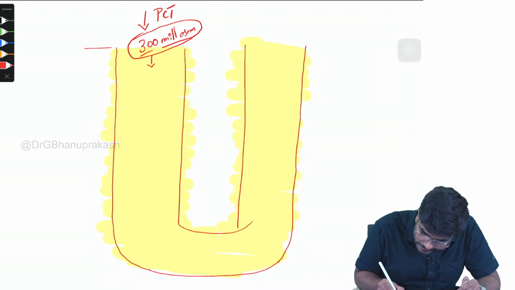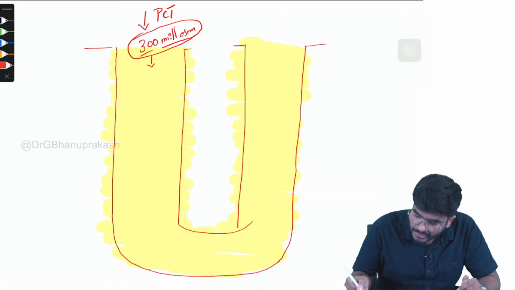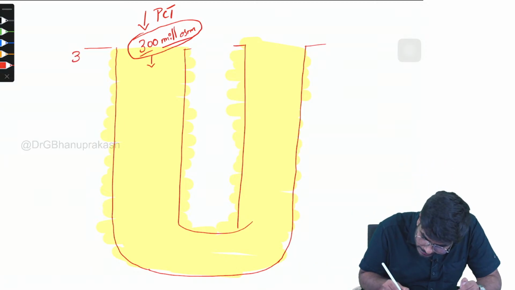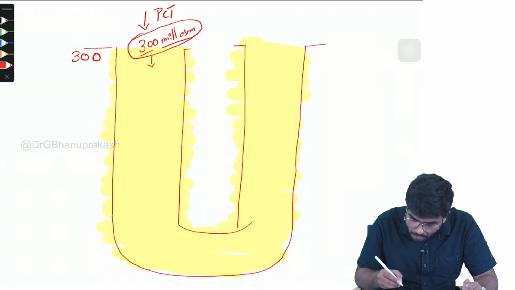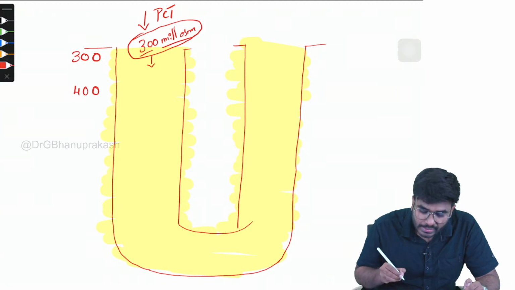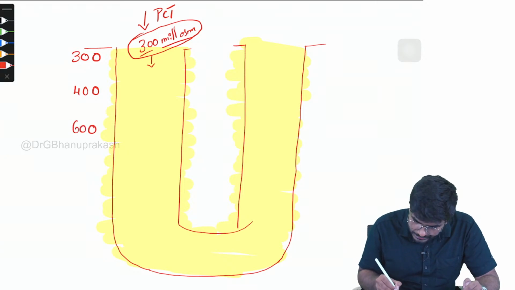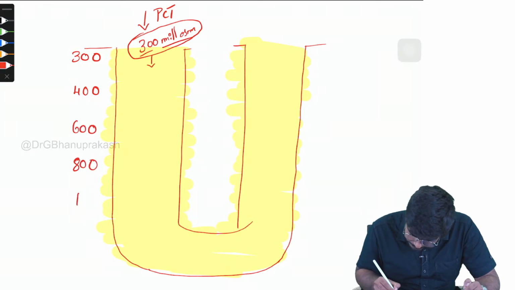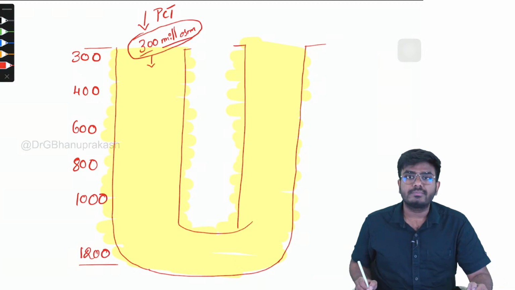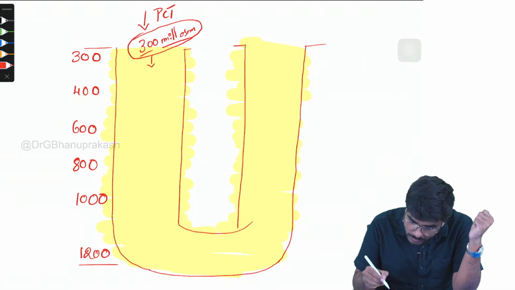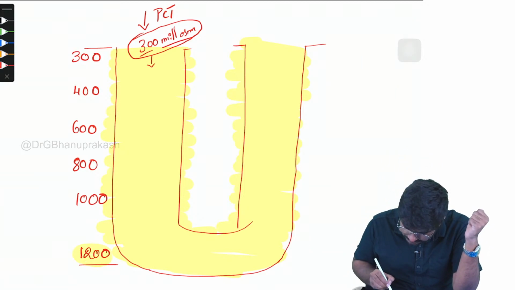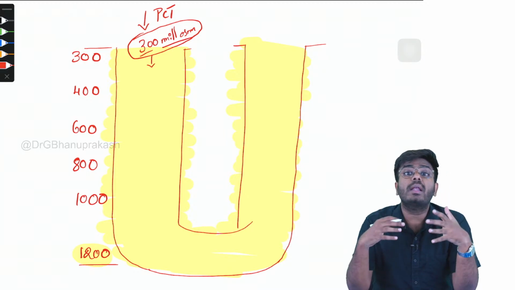This is the entry point. Now here the osmolarity is 300. Now what will happen if you are going deep down? It will become 400, 600, 800, 1000 and even 1200. So in the deepest parts of the medulla, what is the osmolarity? The osmolarity is even reaching up to 1200 milliosmoles.